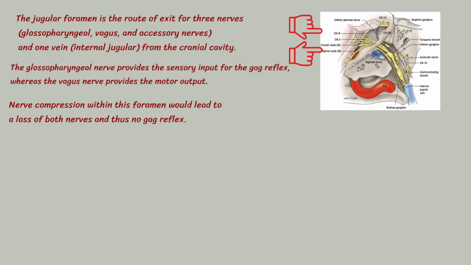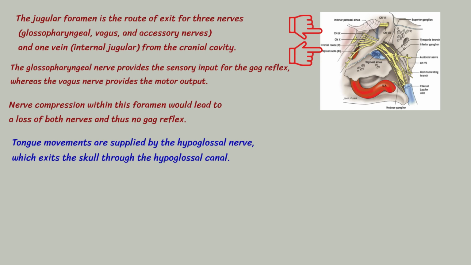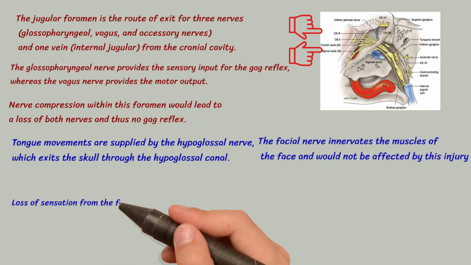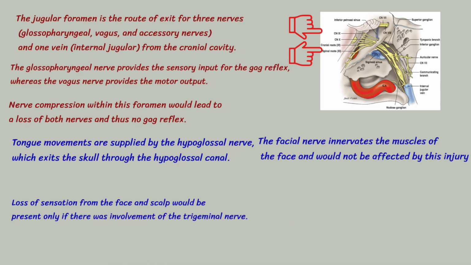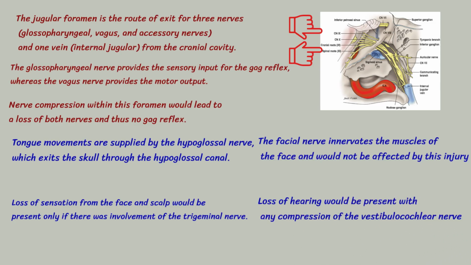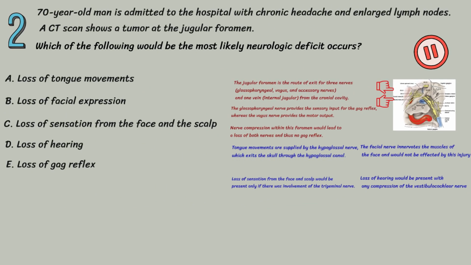What about the other choices? Tongue movement is supplied by the hypoglossal nerve, and it enters the hypoglossal canal, far away from our question. The facial nerve is the major supply of the muscles of facial expression. Loss of sensation of the scalp usually involves the trigeminal nerve. And loss of hearing is by compression of the vestibulocochlear nerve, away from our question. So here's the question you can focus on, and you choose the gag reflex.